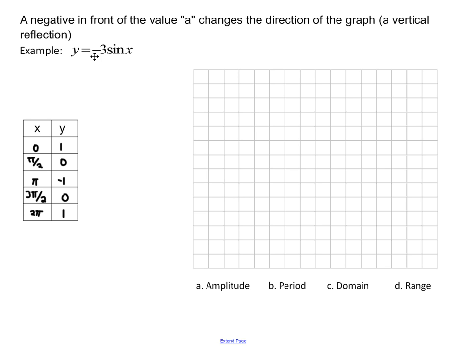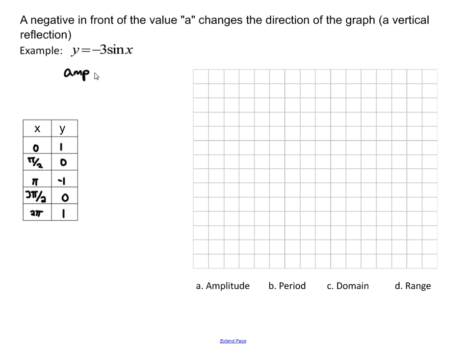Okay, well, what would happen, I know you're asking, if we would have a negative in front of that value? Well, in this case, what that's going to do is cause a vertical reflection. So let's check this out with the function y equals negative 3 times sine of x. One of the reasons that we needed the absolute value symbol for our amplitude was to account for that difference.